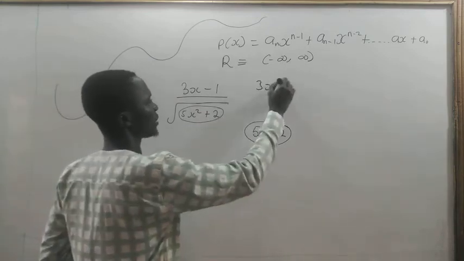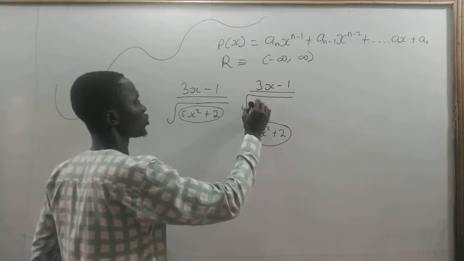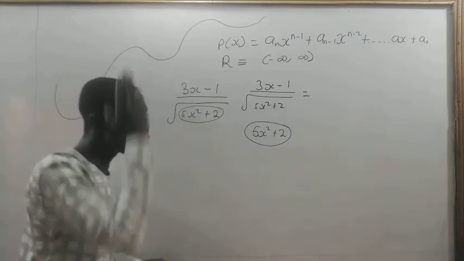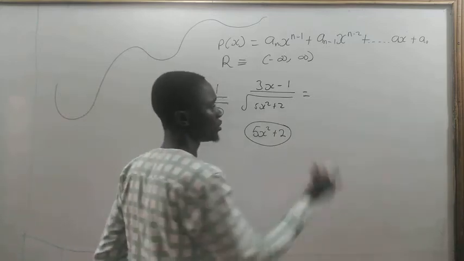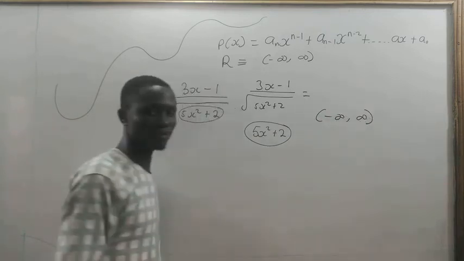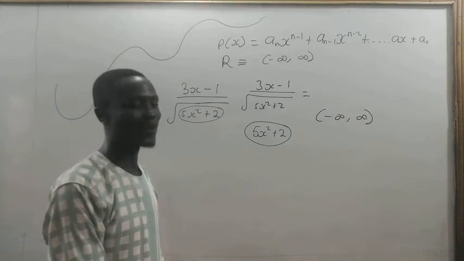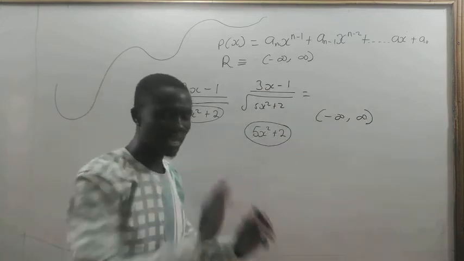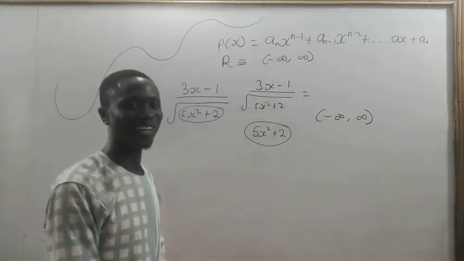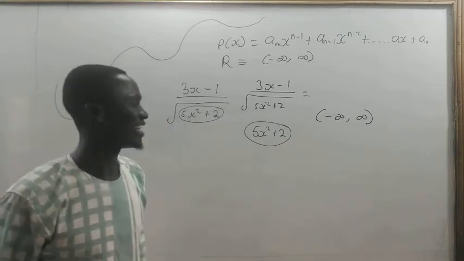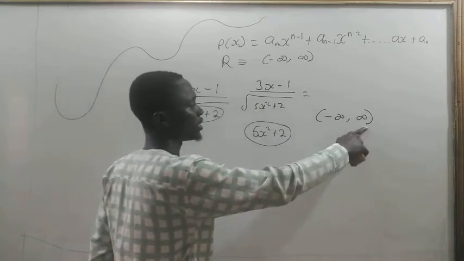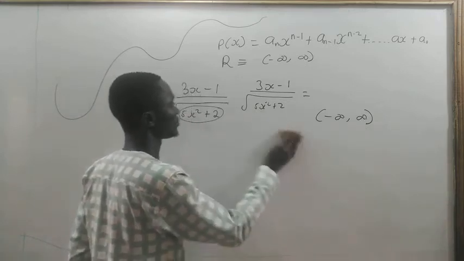So 3x minus 1 divided by square root of 5x squared plus 2 will always be defined, or will always be continuous, for real numbers. So the interval of continuity will be negative infinity to positive infinity. Very simple as that. So this function is continuous everywhere. I hope this one will help. Let's take another example. So you see this function is continuous everywhere, and the interval of continuity is negative infinity to positive infinity.